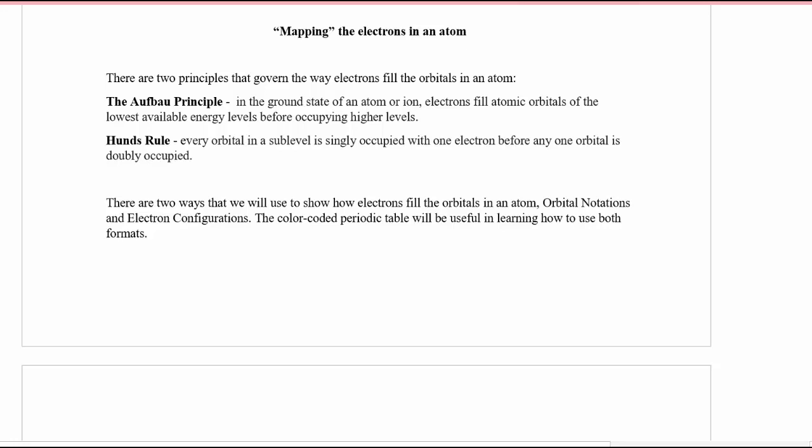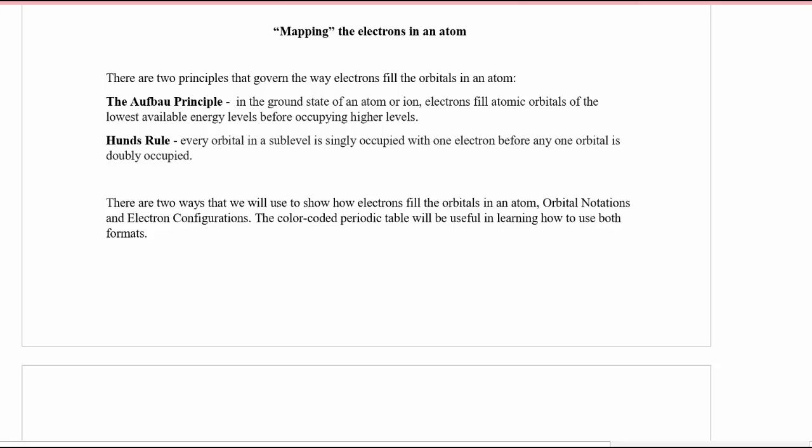All right, so our next topic is that we've got to take this quantum model with these quantum numbers, and look at how we describe or map the electrons in an atom. The first thing we want to look at is that there are two rules or principles that guide how electrons go into those orbitals around an atom.